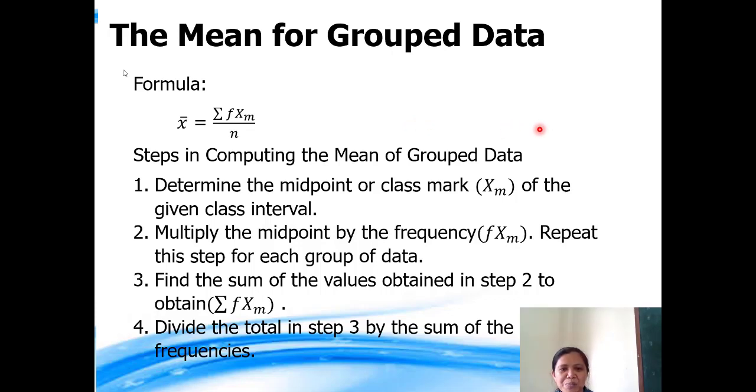First, determine the midpoint or class mark of the given class interval. Second, multiply the midpoint by the frequency, f(x) sub m. Repeat this step for each group of data. Third, find the sum of the values obtained in step 2 to obtain the sum of f(x) sub m. Fourth, divide the total in step 3 by the sum of the frequencies.